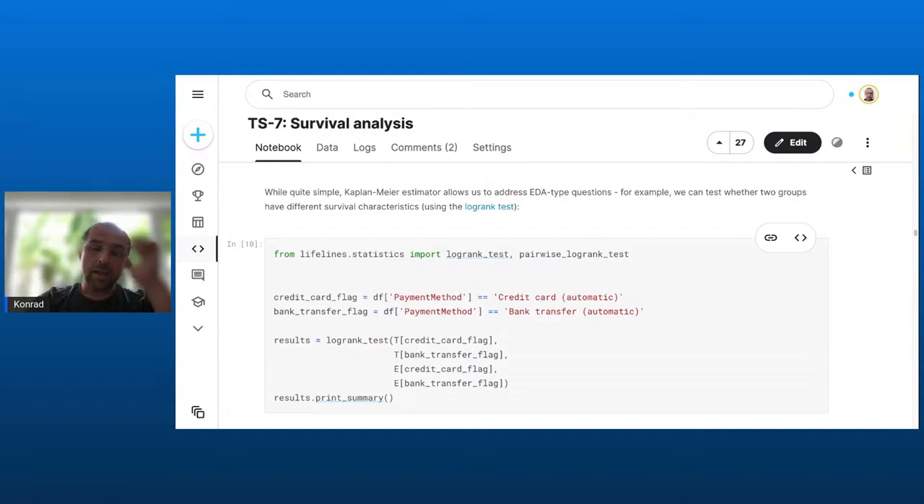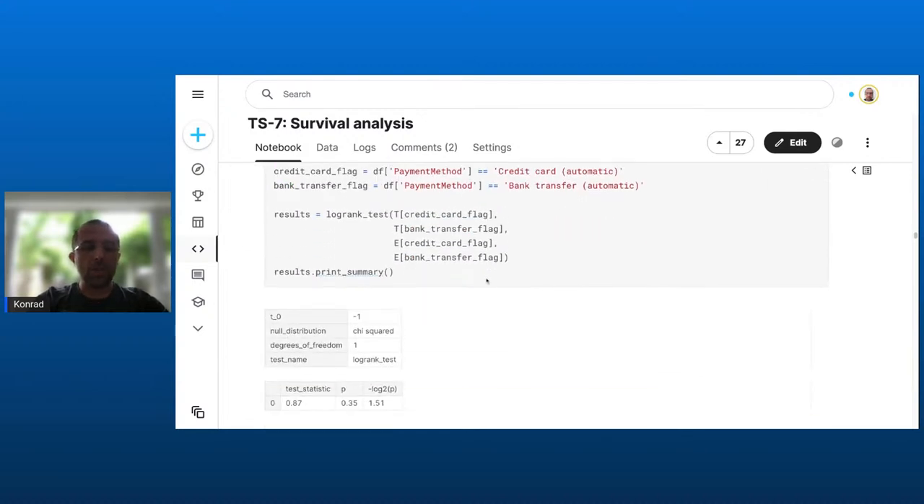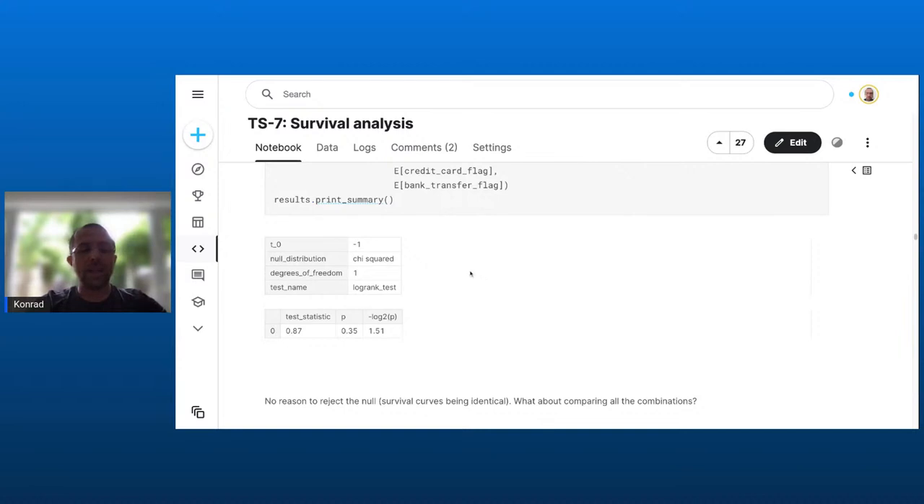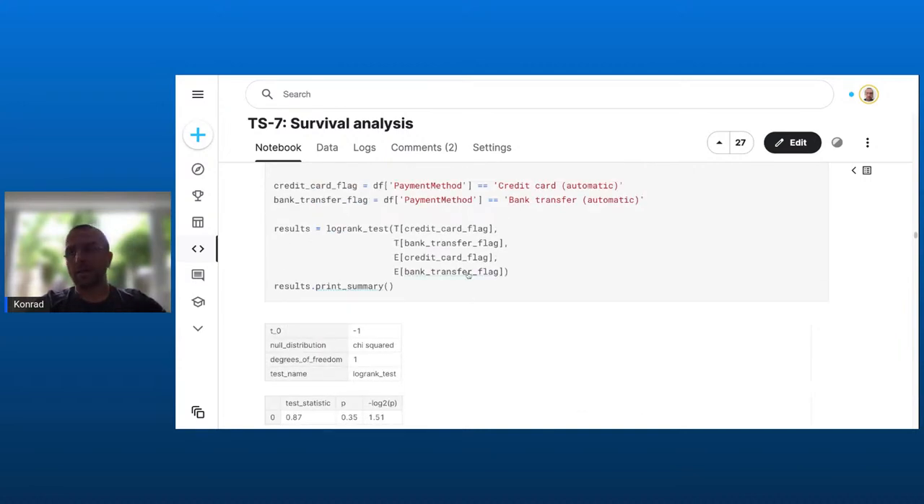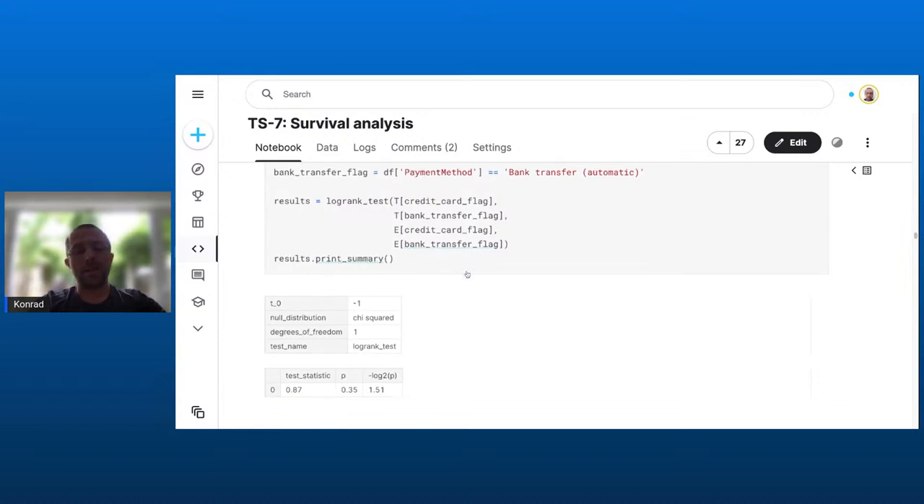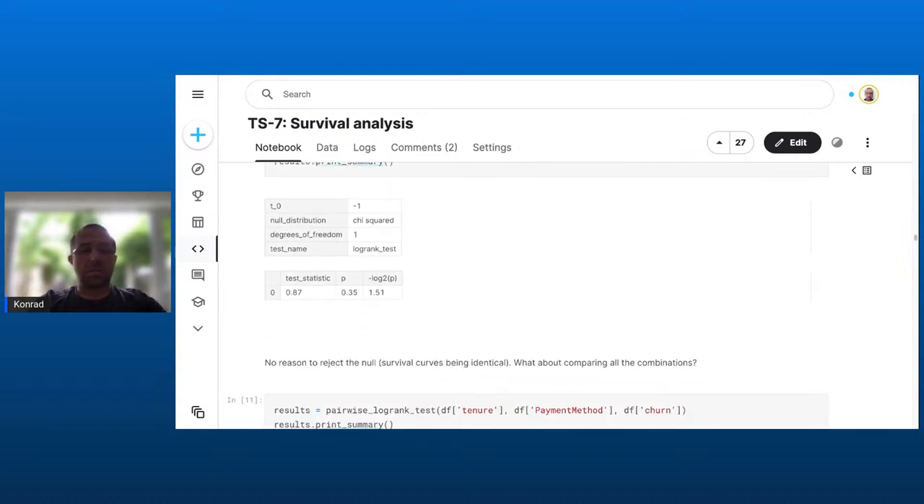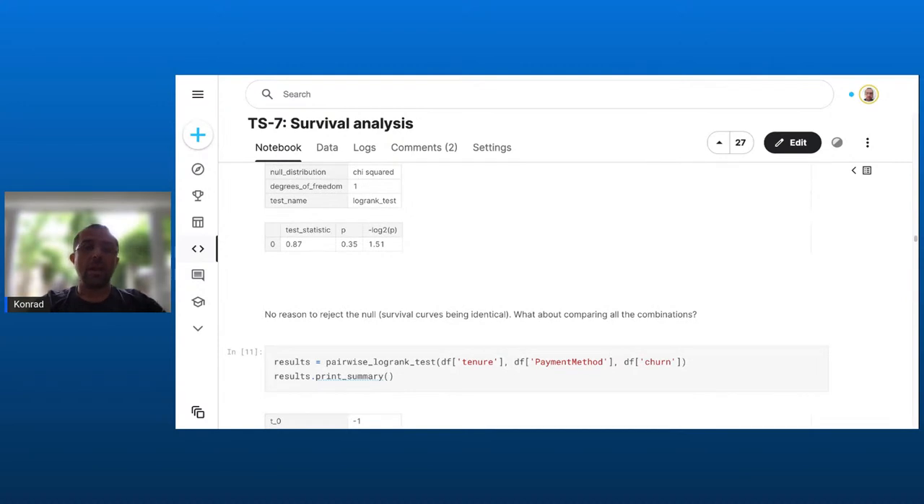Log rank tests. The log rank test is the primary tool you can apply for that purpose. So you calculate the characteristics of the two groups and then run a non-parametric test. The null hypothesis is that the survival curves are identical, and the H1 is that they are significantly different. The p-value is way above the significance level, no reason to reject the null, so we are cool with that.